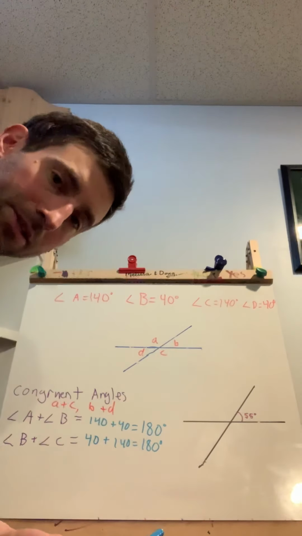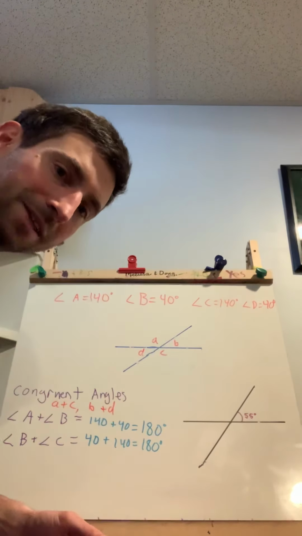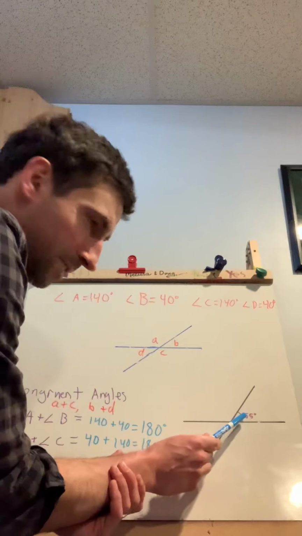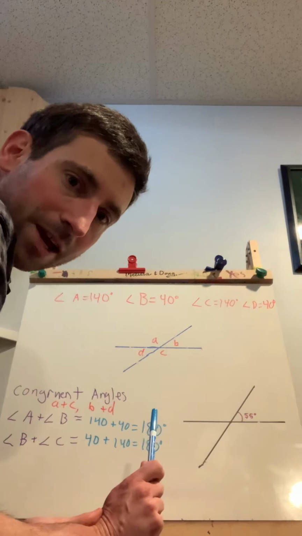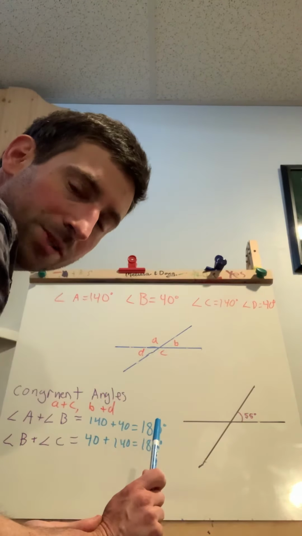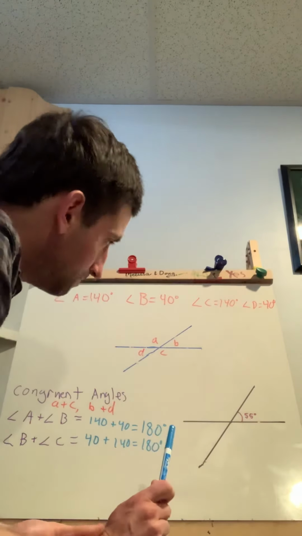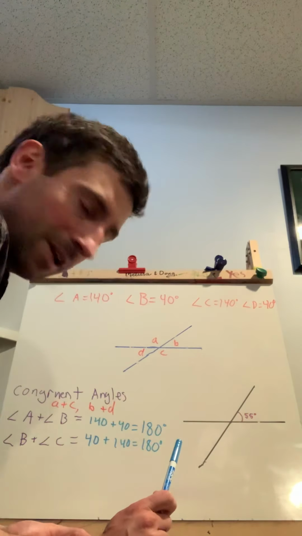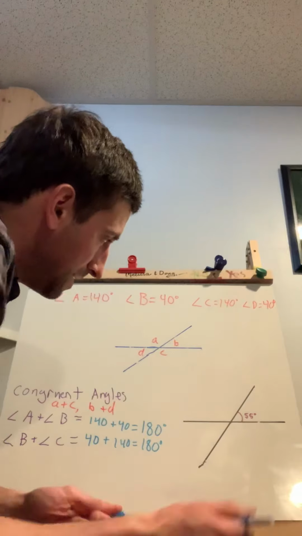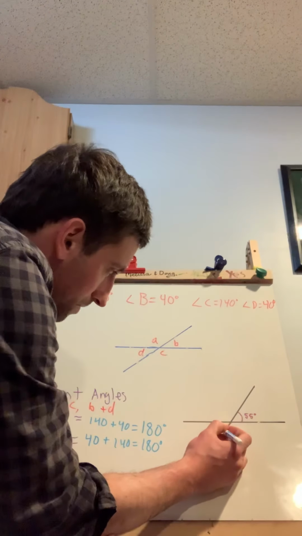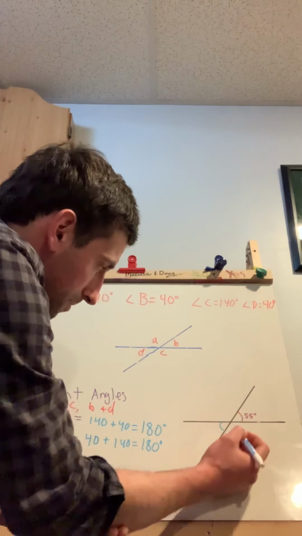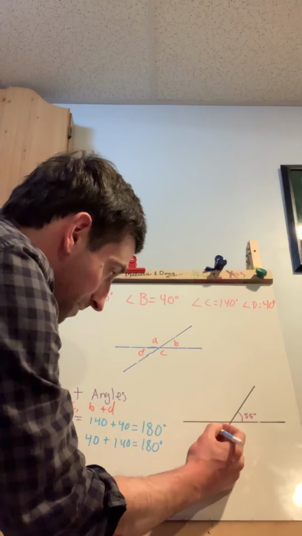So the nice thing about knowing some of these rules, guys, is let's say I give you a figure like this, and I've shown that we have a 55-degree angle here. Once you know that one angle, you can calculate all the other angles without measuring anything. So for example, we know that vertical angles are congruent, so that means this has to be 55 degrees.